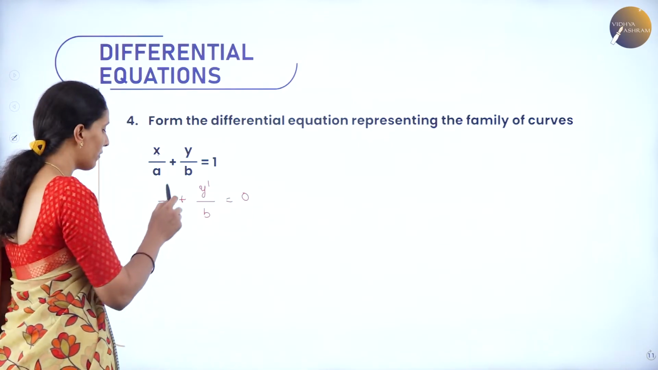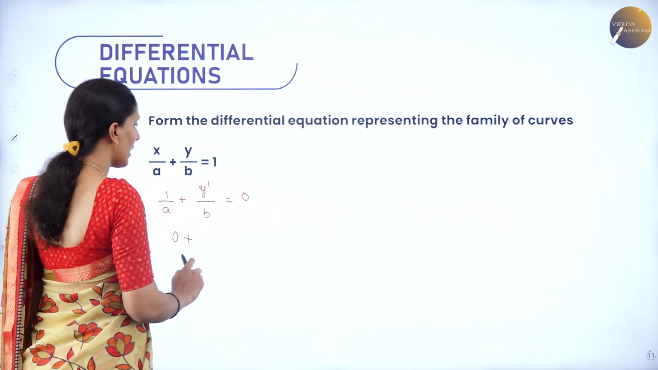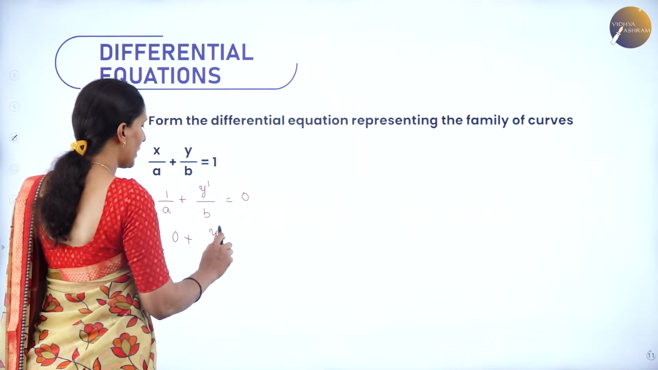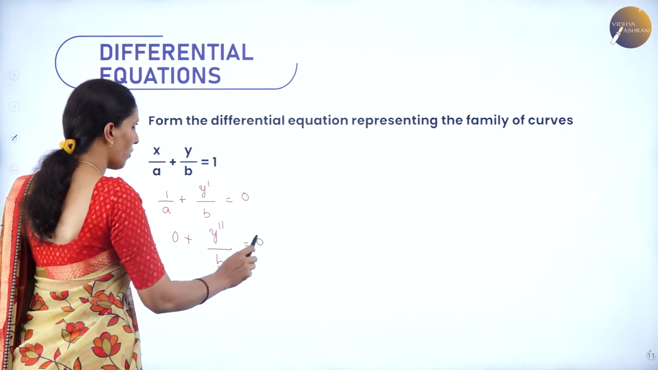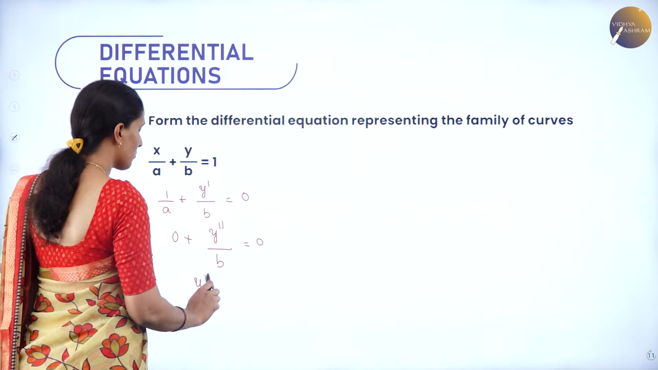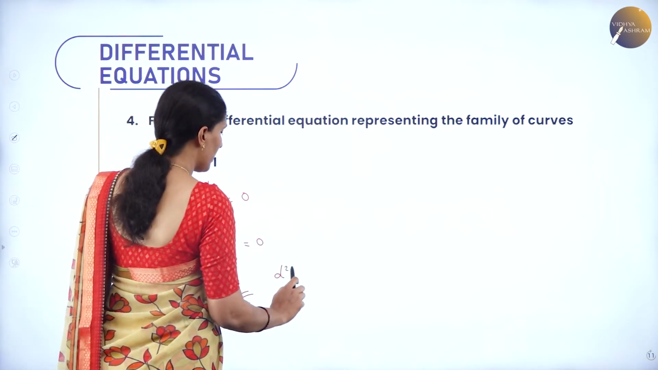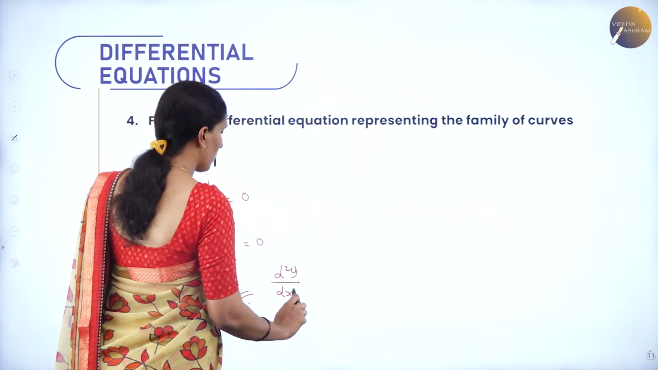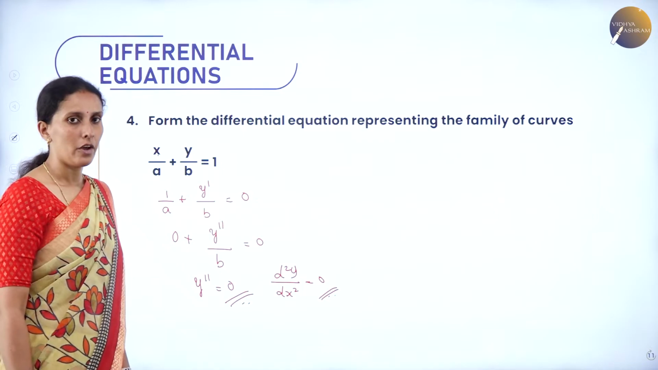So second derivative. What is derivative of 1 by a? It is 0. And here what is derivative of y dash? It is y double dash divided by b, which is equal to 0. So when you take b there, y double dash is equal to 0. So what is y double dash? It is nothing but d square y by dx square is equal to 0. Hence this is the differential equation required.